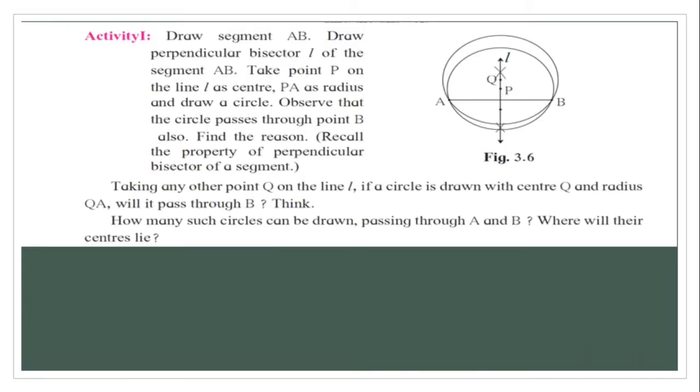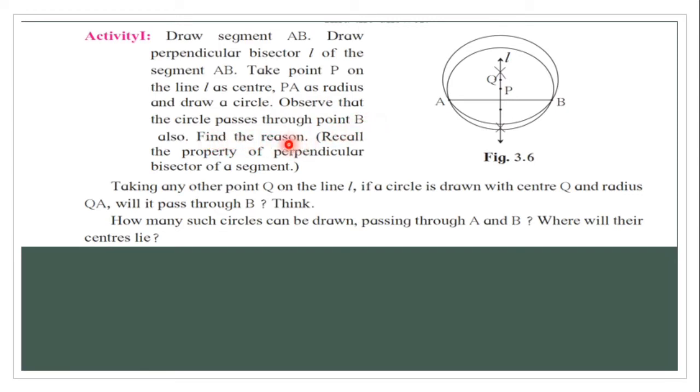So here it is, activity first. Now we have figure 0.6. First read that. Draw segment AB. Draw perpendicular bisector L of the segment AB. Then take point P on the line L as a center, PA as a radius. The first circle we draw with center P and radius PA, which passes through point B and A.